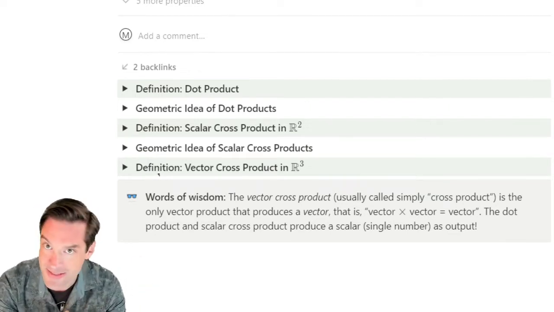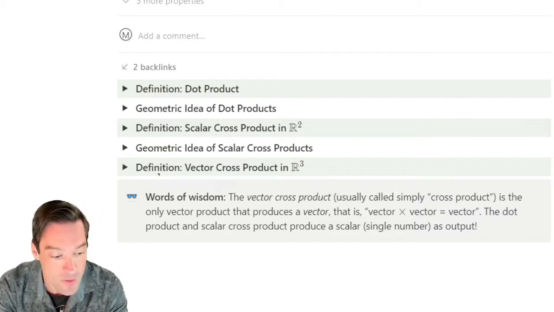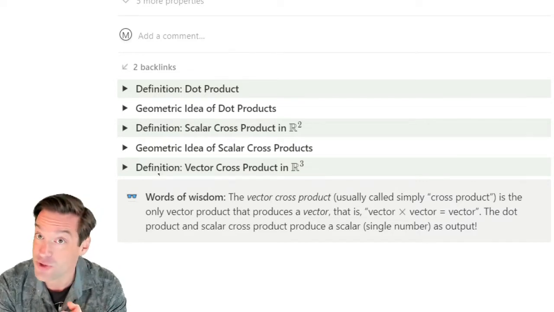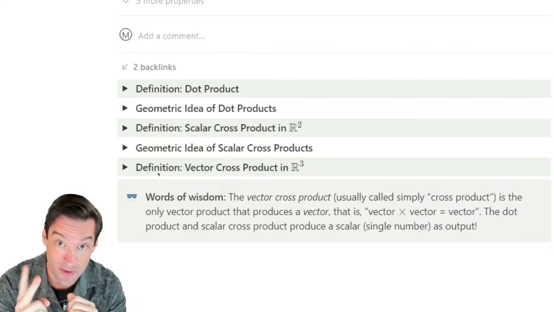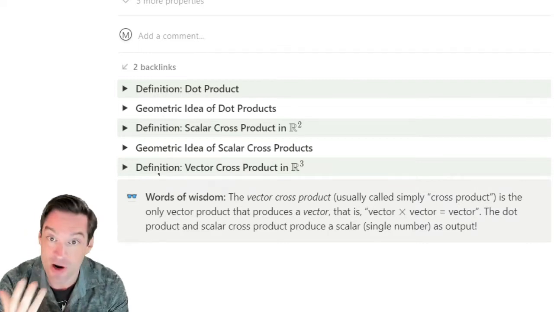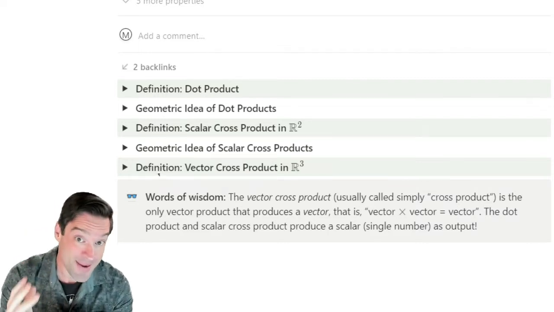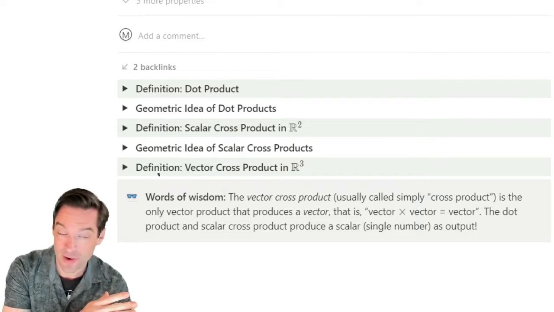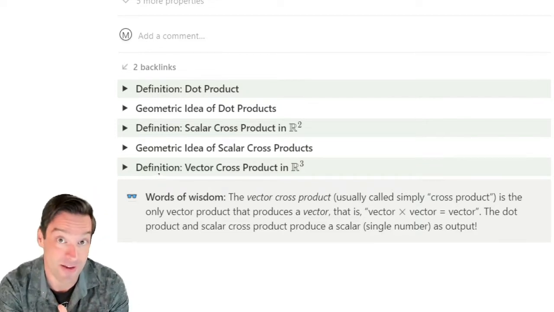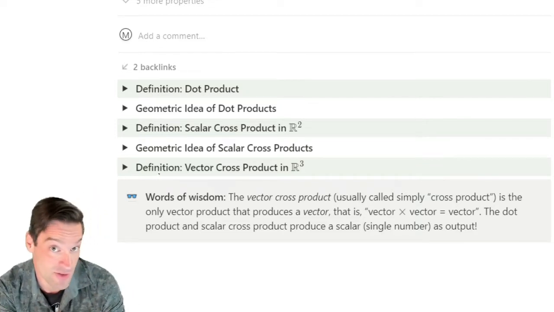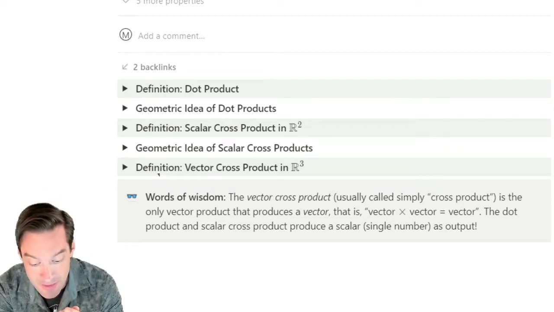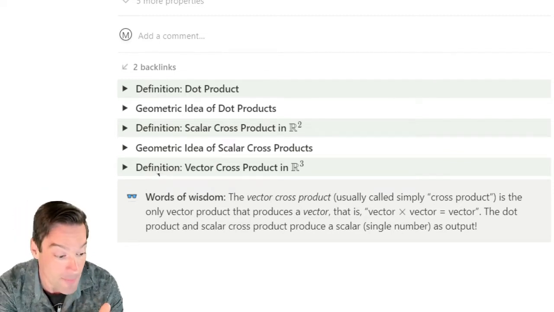The cross product is different, though. We can define some kind of notion of a scalar cross product that I'll talk about in 2 dimensions, as well as a vector cross product in 3 dimensions. But beyond that, we are not going to know how to take a cross product of vectors in 4 dimensions, or 6 dimensions, or 10 dimensions. It's a bit more specialized.